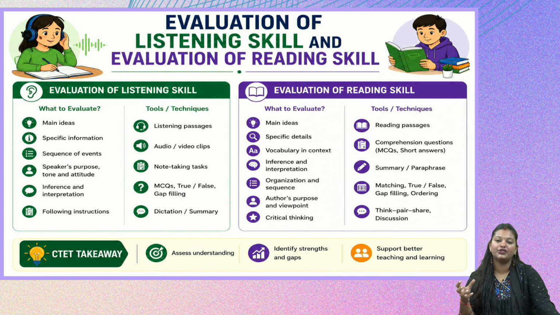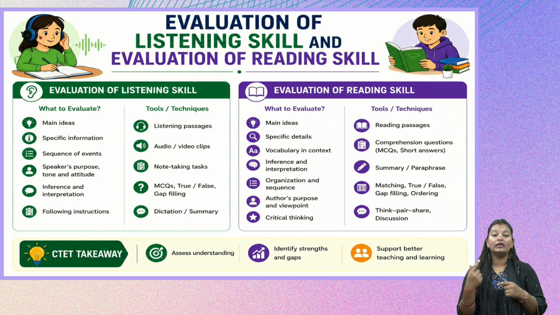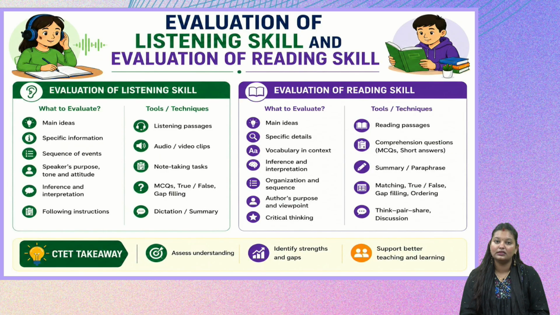Now coming to the evaluation of reading skills. It becomes very difficult for us to evaluate reading skills in the proper manner, because reading skill does not just include reading out loud. It also includes how much comprehension has happened. So now what to evaluate? We should evaluate the specific details, the vocabulary, whether the interpretation and inference that the child is taking from the text is correct or not, the author's purpose and the viewpoint. And reading also has the aspect of critical thinking. After we have read and comprehended, how are we critiquing this particular text that is in front of us?